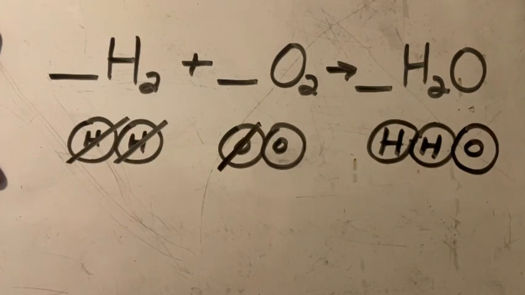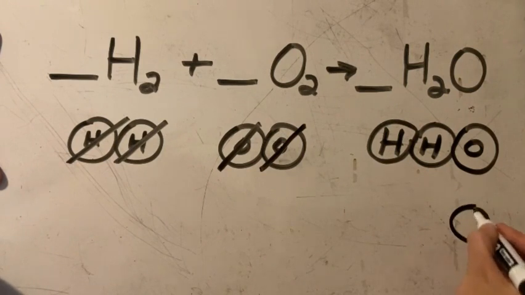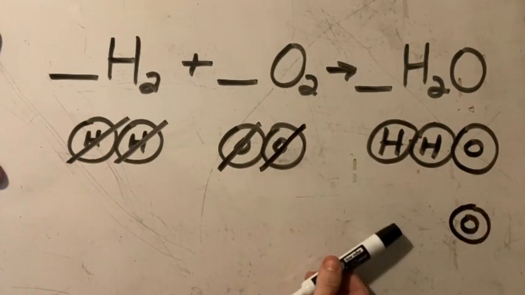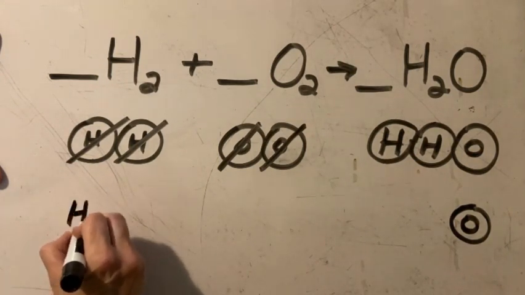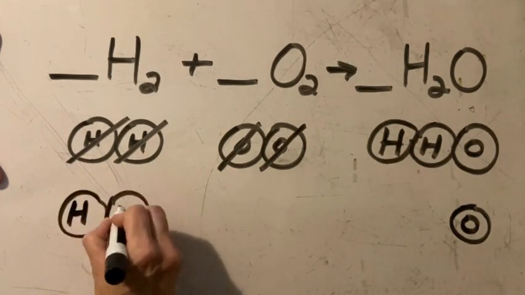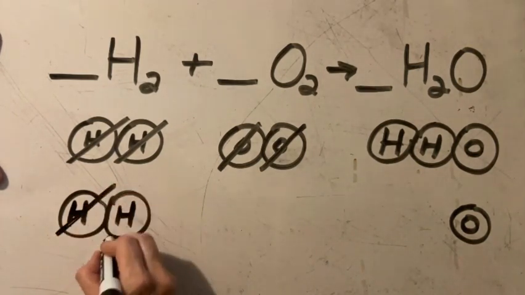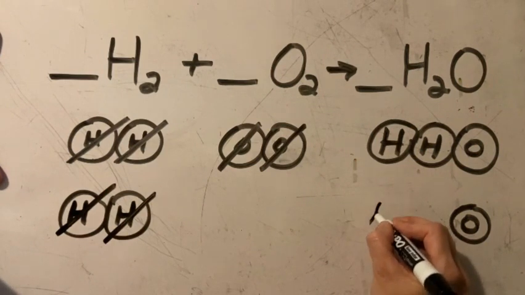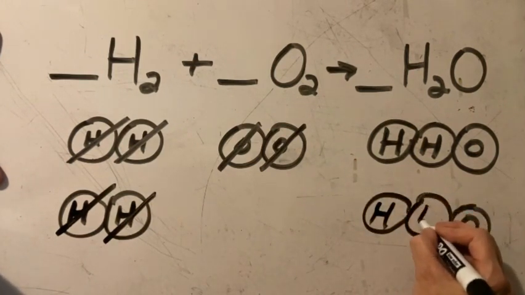Now, we did not use up all of our reactants. We still have another oxygen available to form another water molecule. But what are we missing? We're missing hydrogen. Where does the hydrogen come from? It comes from the reactant side. So we're going to use up our hydrogen. The atoms are going to rearrange, and they are going to form a familiar compound, water.